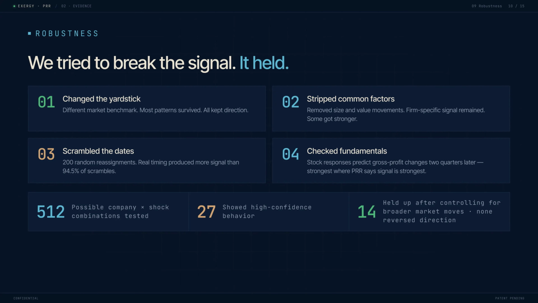We changed the benchmark, stripped out common market factors, scrambled event dates, and checked whether stock responses later showed up in business fundamentals. The result is scoped but meaningful. 27 high-confidence company shock patterns, 14 that held up after controlling for broader market moves, and no direction reversals.